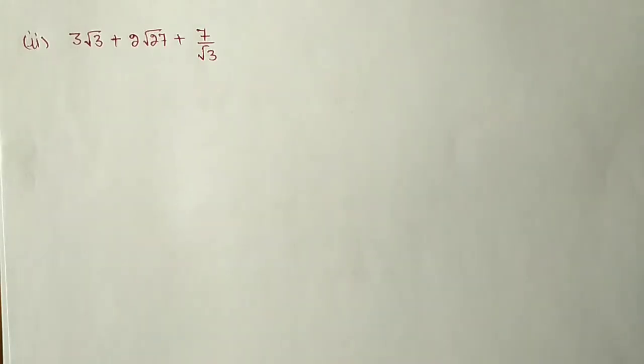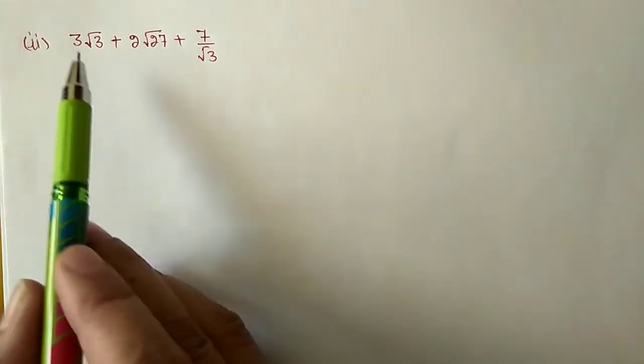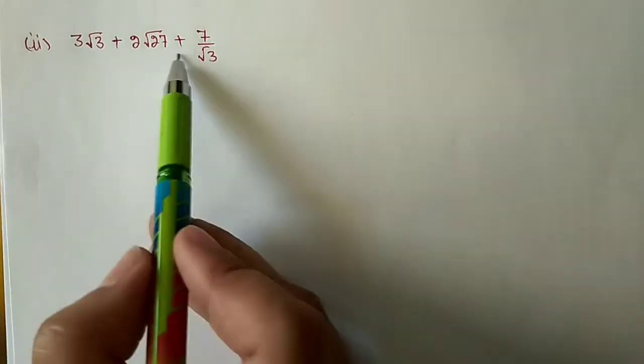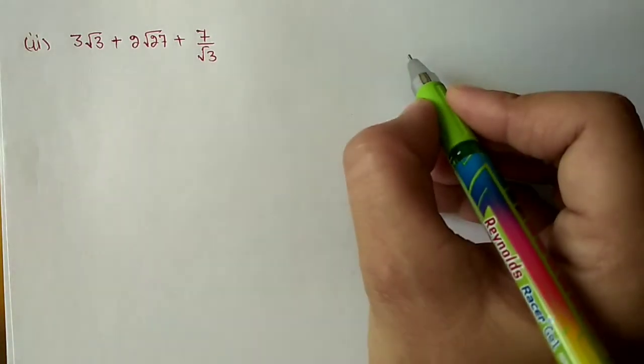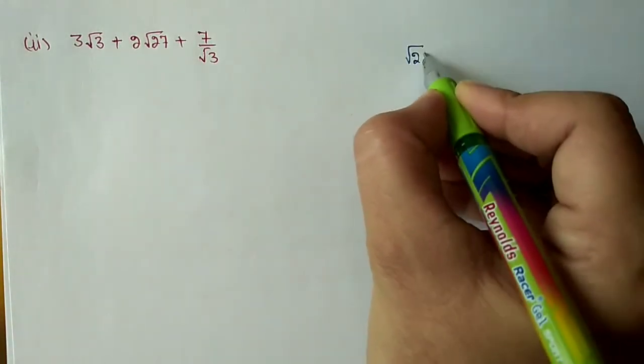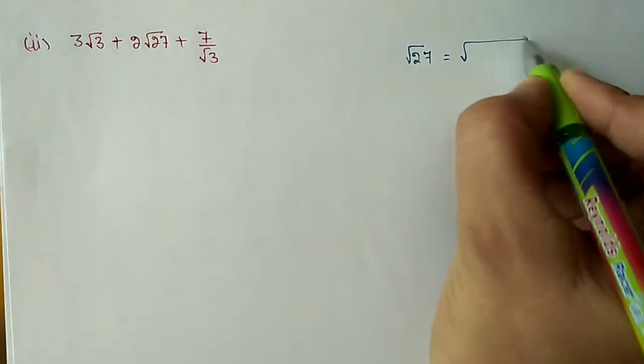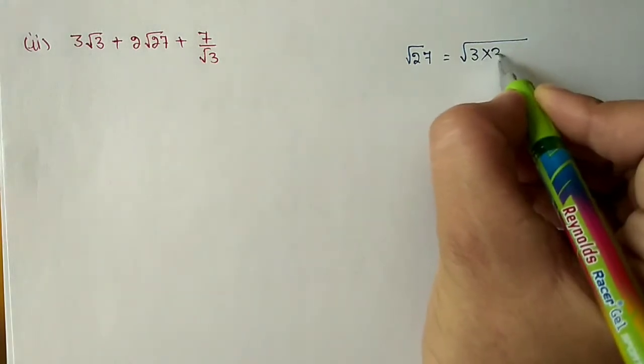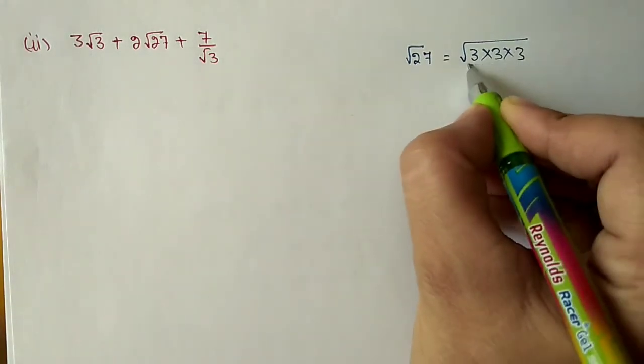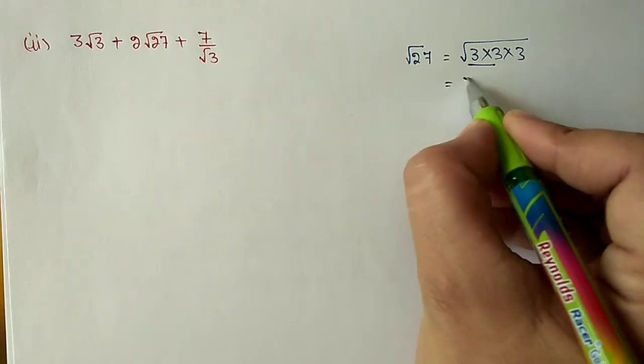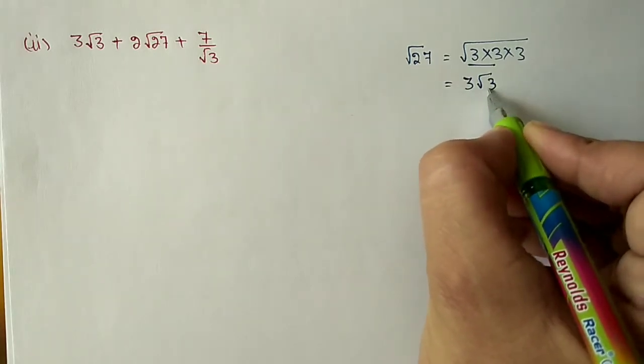Second part: 3 root 3 plus 2 root 27 plus 7 by root 3. So this we cannot simplify more than this, but root 27 we can simplify. Root 27 we can write as 3 into 3 into 3. So in place of 2 threes, 1 three we can take out. So it will be equal to 3 root 3.